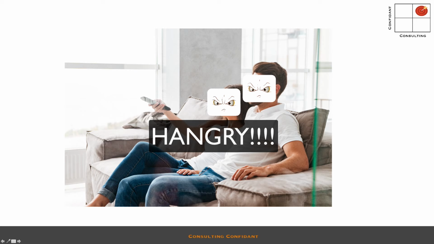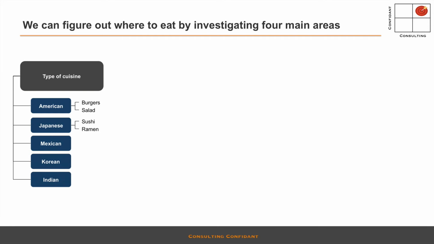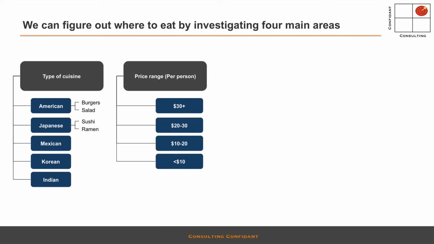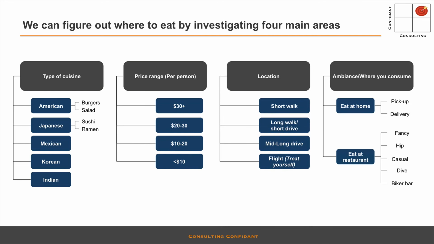angry. You'll be hangry. Another approach is to take a step back and think about what are the potential drivers of the decision and then drill down. For example, you and your friend might care about the type of food. Do you want burgers, Mexican food, sushi? You might also care about the price. You might care about the location, the ambiance. By keeping a structured approach, you can answer the question much more quickly.